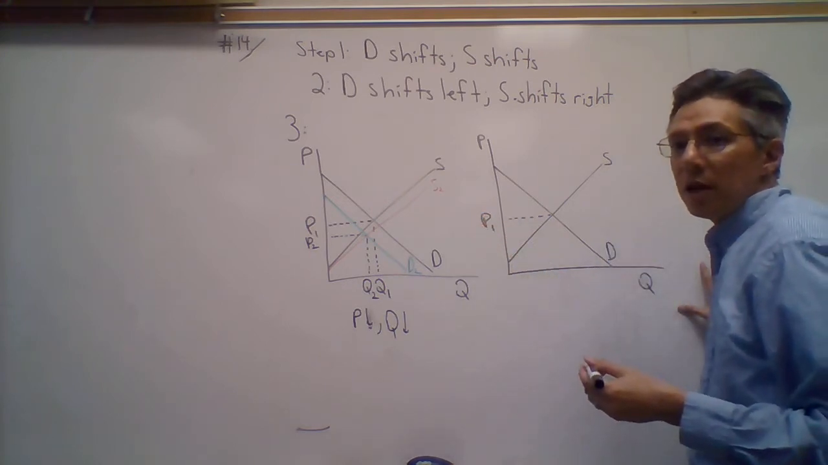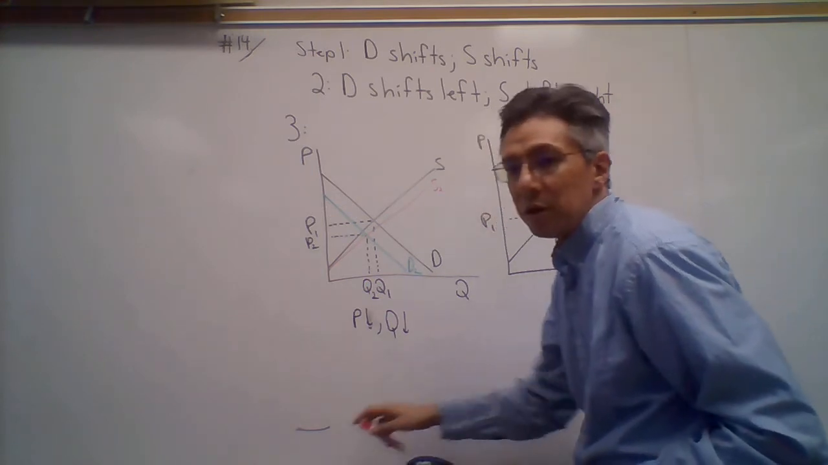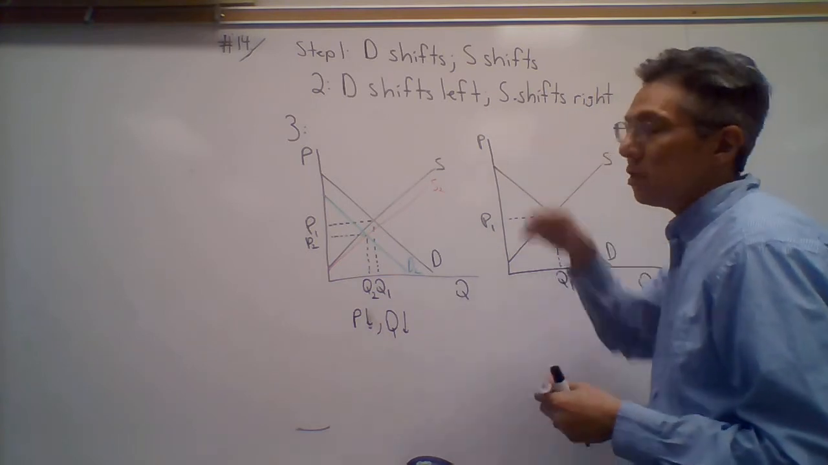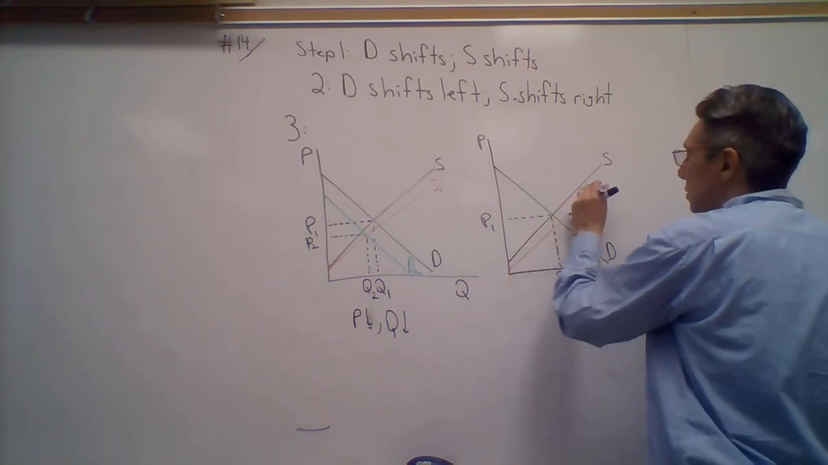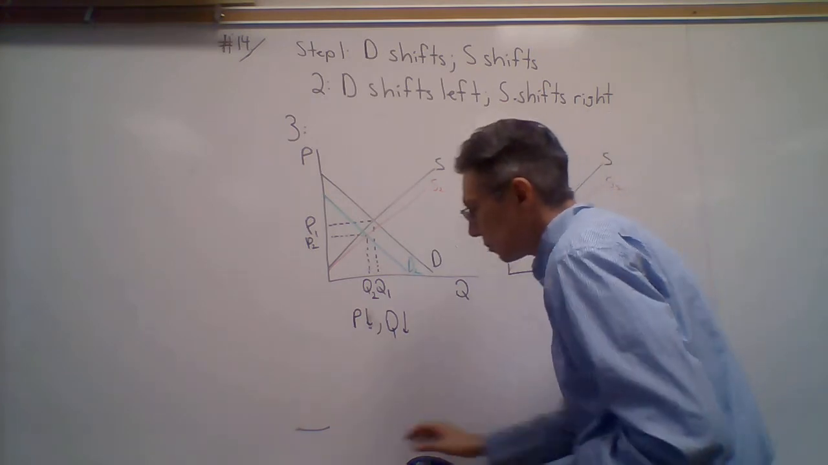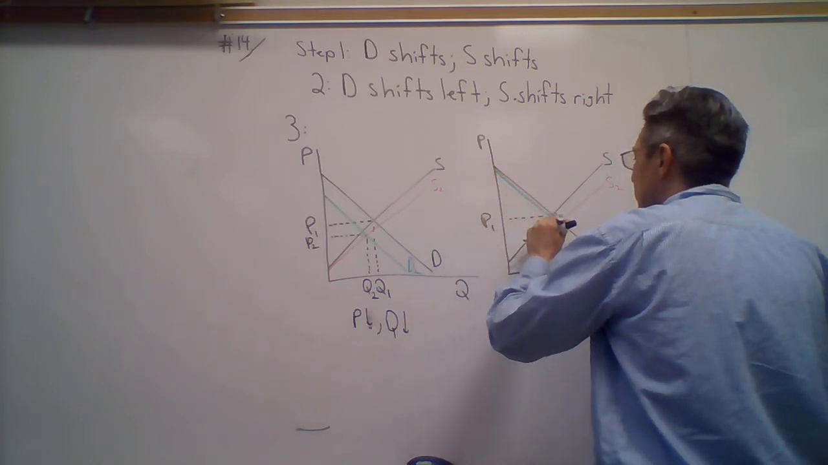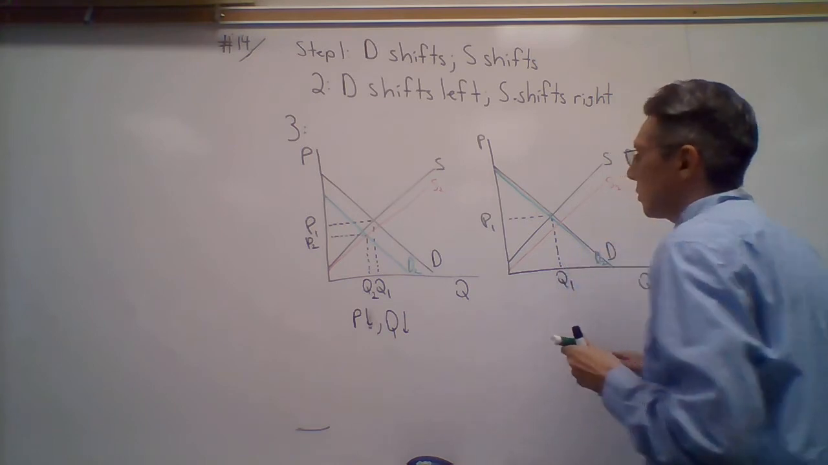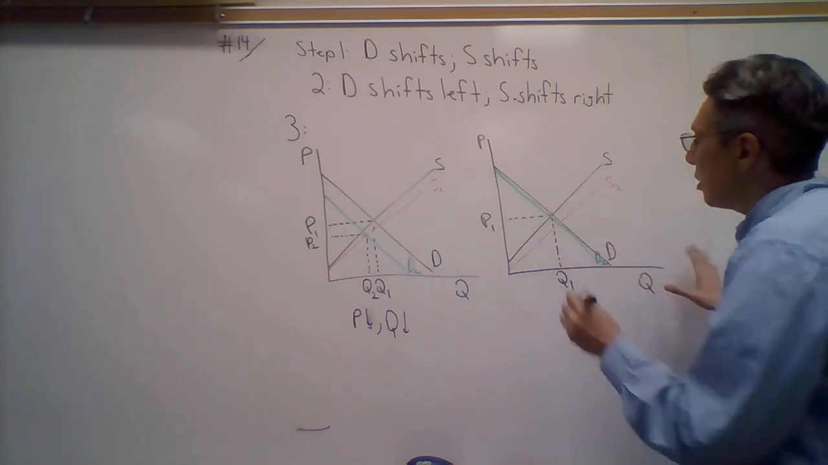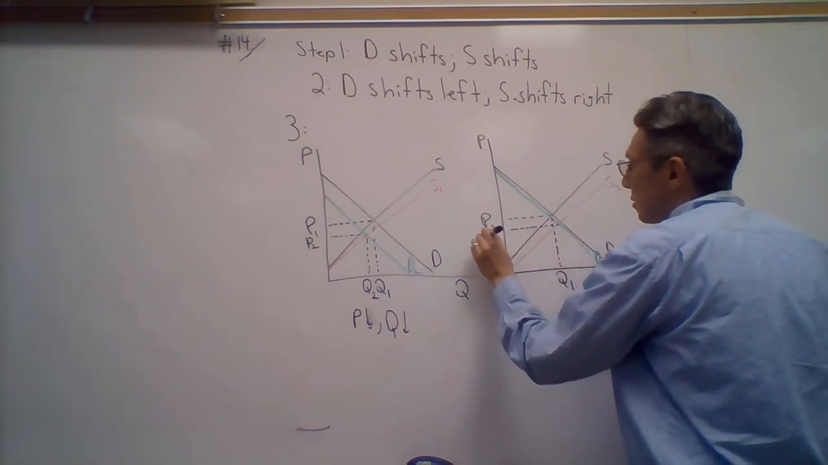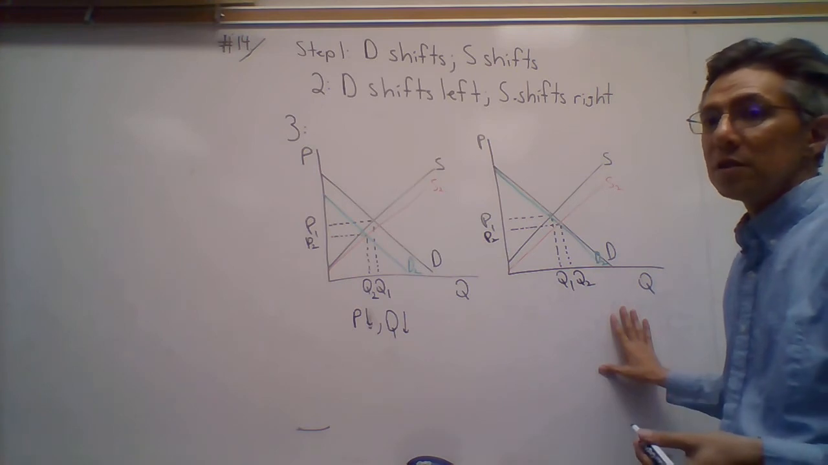Notice I'm drawing a similar graph with a similar initial equilibrium. I'm also drawing these shifts consistent with what we said in steps 1 and 2. Again, we get a new equilibrium, where the new supply and the new demand cross. But notice the difference this time. What do we notice?